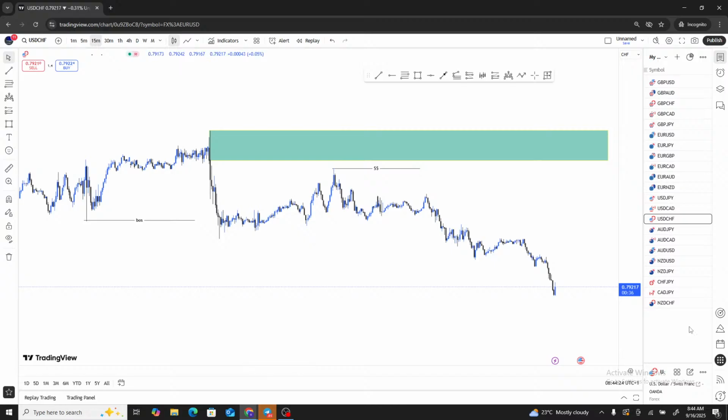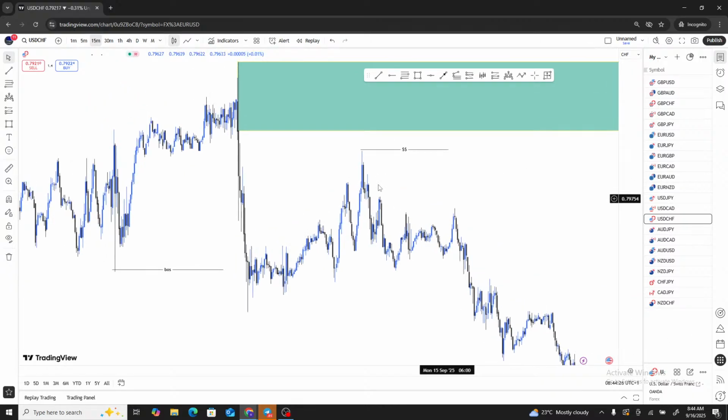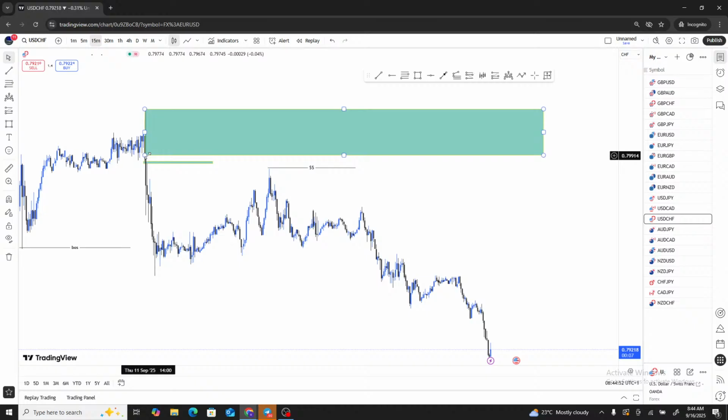Okay. Now, at the order block, we still have a very little imbalance. I'm going to mark it out. Very small imbalance is here. We have broken the structure. We have liquidity before the order block. We have a small imbalance. Even this hidden order block has its own imbalance.